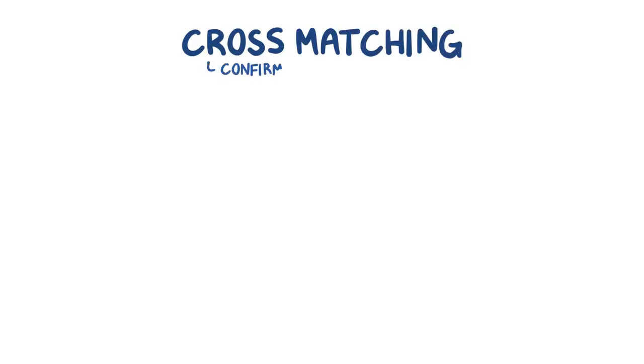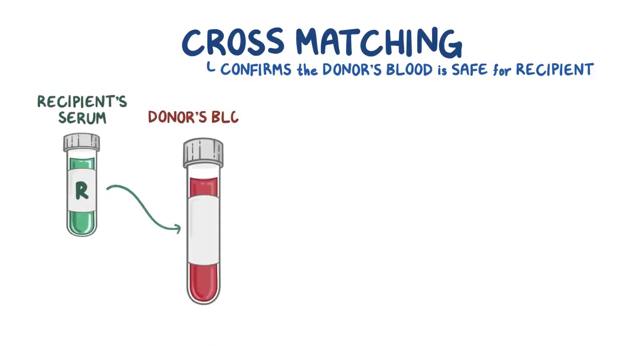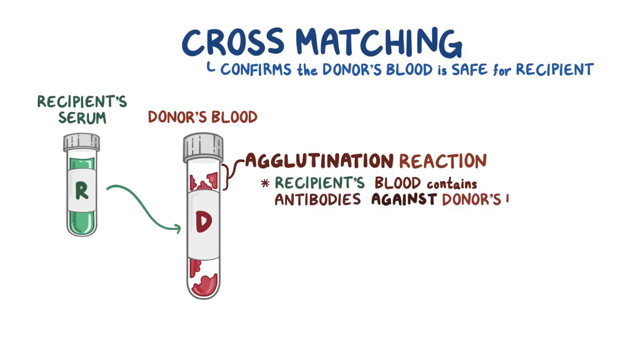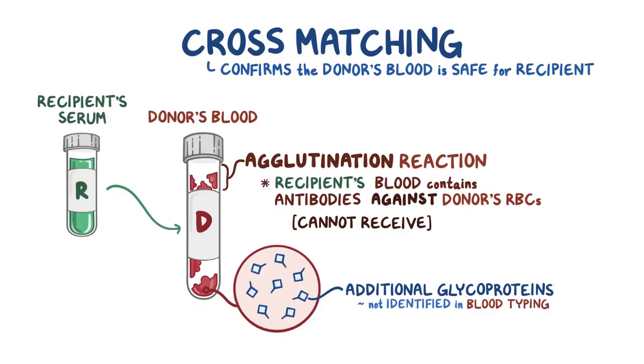Cross-matching is a test to make sure a donor's blood is safe for a person to receive. During this process, the recipient's serum gets mixed with the donor's blood to see if an agglutination reaction occurs. If it does, this means the recipient's blood contains antibodies against the donor's red blood cells, so that person cannot receive the donor's blood. This is helpful just in case there are additional glycoproteins that are causing a reaction beyond the ones identified in the blood typing.